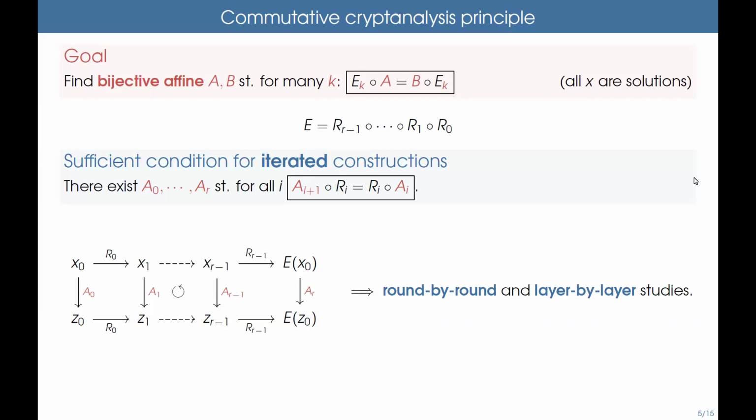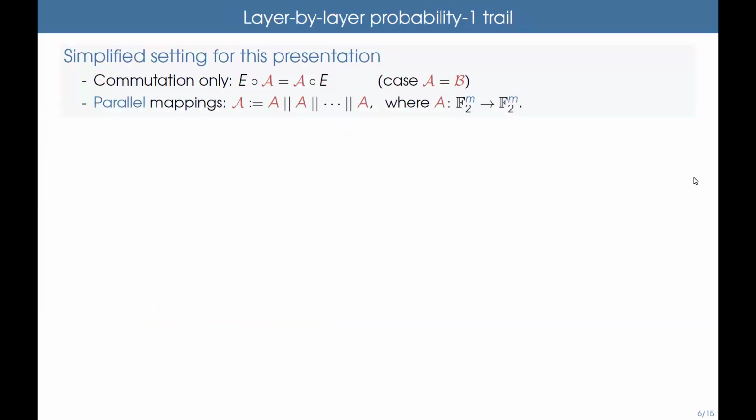In order to simplify the presentation a bit, I will only focus on the case where the input and output mappings are the same. So we will really speak about a commutation property. And we will look at affine mappings, which are actually the parallel application of a small affine mapping on each of the cells of our state. So you can just think about an S-box layer, but which is affine.